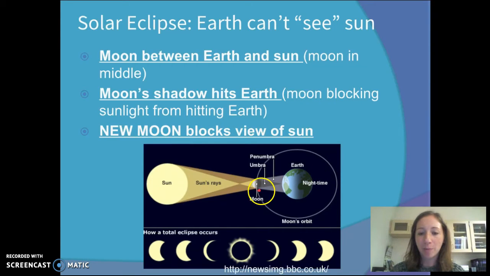So this only happens during a new moon phase, which makes sense because the sun has to be behind the moon for this to happen. If the sun's behind the moon, then it's going to be the dark side, the shadow side that's facing us. That only happens during a new moon. So when a solar eclipse occurs, it has to happen during a new moon, and it has to be happening at the exact right time that all three line up perfectly with one another.